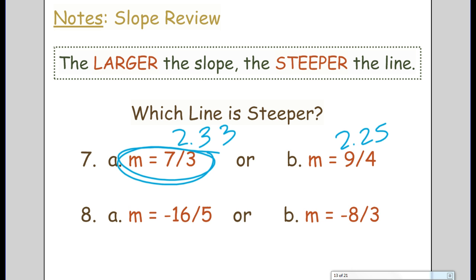And Jose, what'd you get for number 8? Okay, do it real quick. Remember, we don't care about the negatives as far as steepness goes. Which one is steeper? A. Because 3.2 is a bigger number than 2.6, right? Okay.